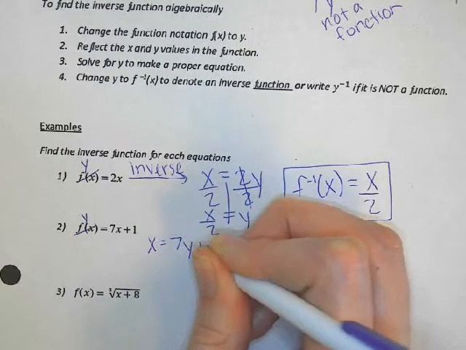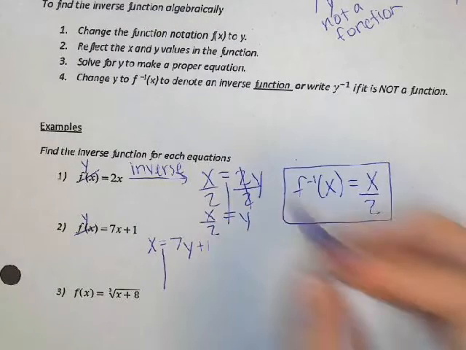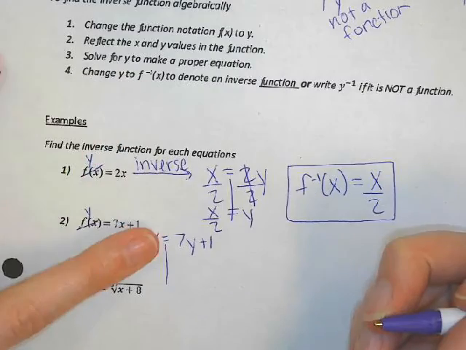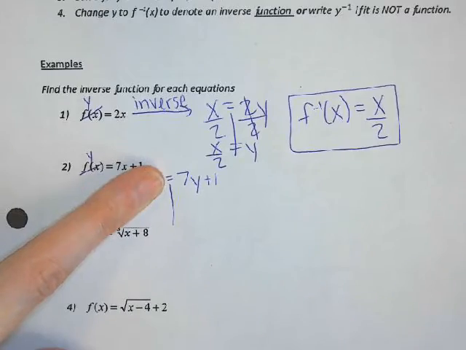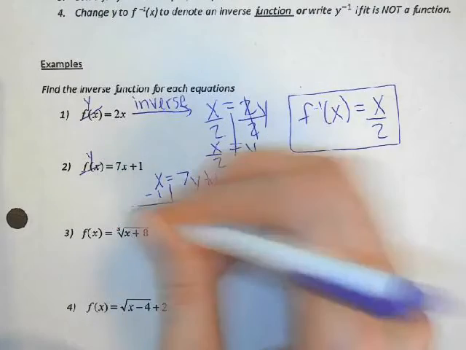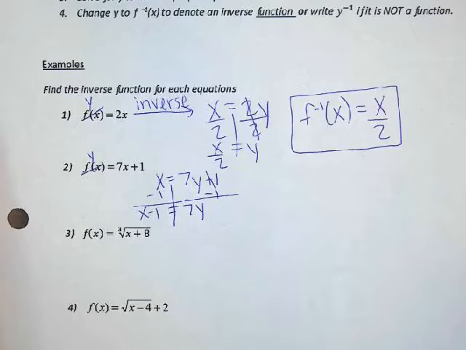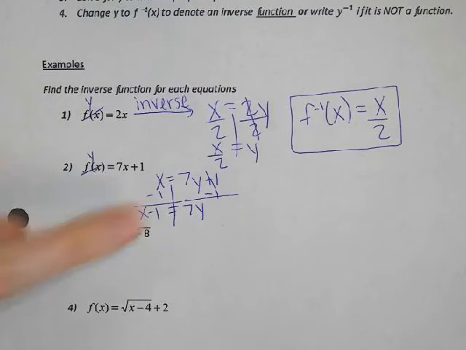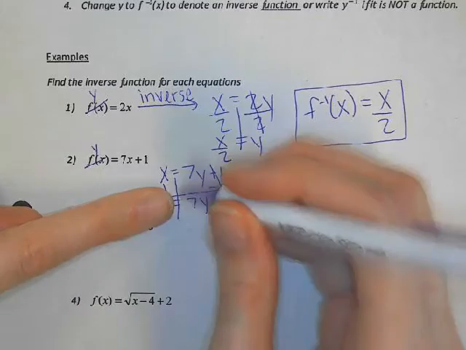There we go. And then step 3 says, okay, we'll solve for y to make this a proper equation. So then I'm going to cover up the opposite side of my equation where the y is. I cover up the x side. Furthest thing from y is the subtract 1. We get x minus 1 equals 7y. Again, cover up the opposite side of the y. Last step, divide everything by 7.